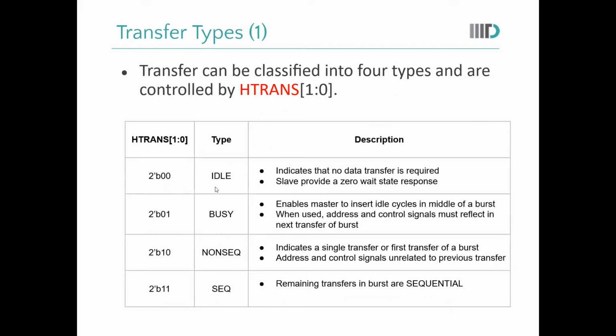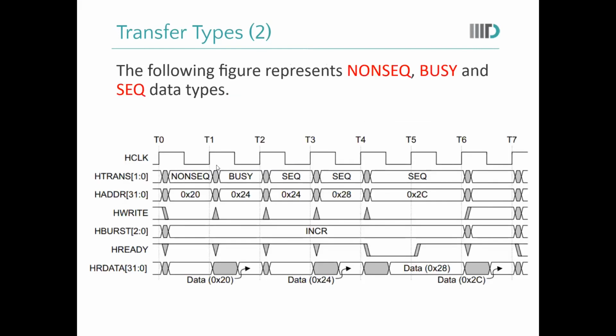If it is 0, 0, it is idle. It means that no data transfer is being used. Busy enables the master to insert some cycles in the middle of a burst. Non-sequential is used when we are not doing a burst, or we are doing the first transfer of a burst. Subsequent transfers of a burst use sequential. So this is the first transfer, and it is non-sequential. In busy, the processor does not want to read or write, so it pushes this transfer busy, and the subsequent burst operations are sequential.